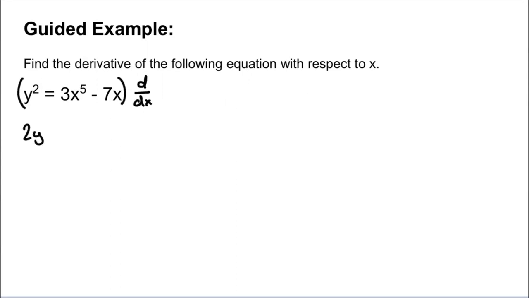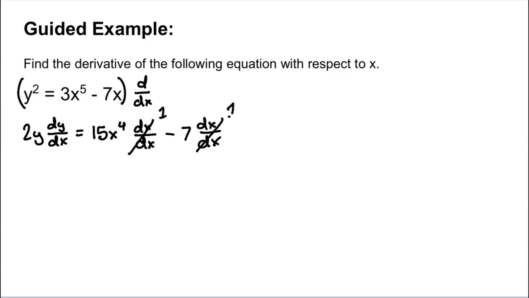So let's do that. Let's take the derivative of this whole equation. So now we have 2y times the derivative of y with respect to x is equal to, well, the derivative of 3x to the fifth power is 15x to the fourth times the derivative of x with respect to x minus, well, the derivative of negative 7x is negative 7 times the derivative of x with respect to x. So we've already established that dx dx is 1. So now we have 2y dy dx is equal to 15x to the fourth minus 7.